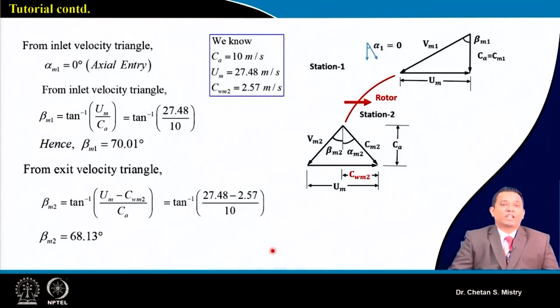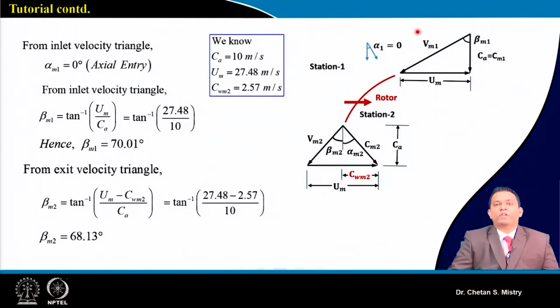Now this whirl component is known to us. Our next step is to calculate other parameters, like the blade angles. So tan beta 1 is given by U by Ca, and that is coming 70.01 degree. The same way my exit flow angle is coming 68.13 degree. Now this delta beta we can calculate based on our beta 1 and beta 2.